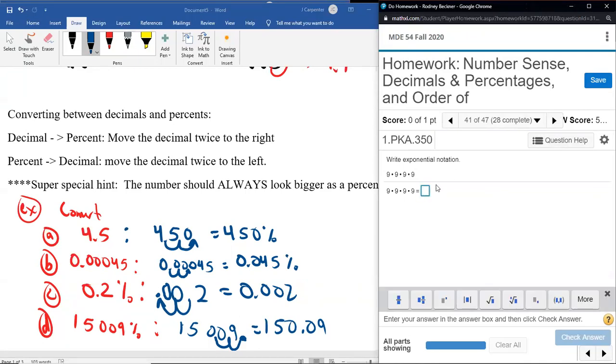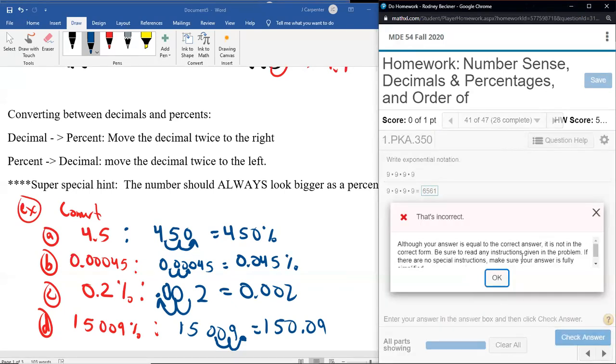All right, write in exponential notation. Well, let's see, 9 times 9 is going to be 81. Then 81 times 9 is going to be 729. And then 729 times 9, 1 carries 61, 6,561. I think that's right. I could put the comma in there if I wanted, but I'm going to leave it alone. So I think that's 9 times 9 times 9 times 9.